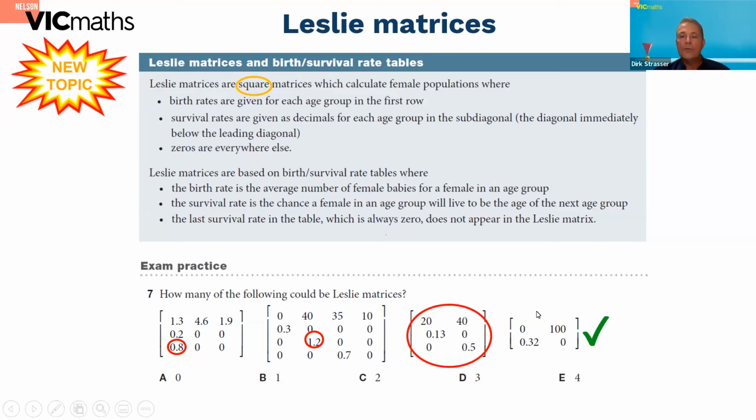Obviously, that first row, which is the birth rate, can be 0 for an age group, because the age group could be either too young or too old to have any babies. So it can be 0, but anyway, that's fine. And this would be the subdiagonal in that case, and it's not more than 1, and it's not 0, so that works. So in that case, the correct answer is B, 1.